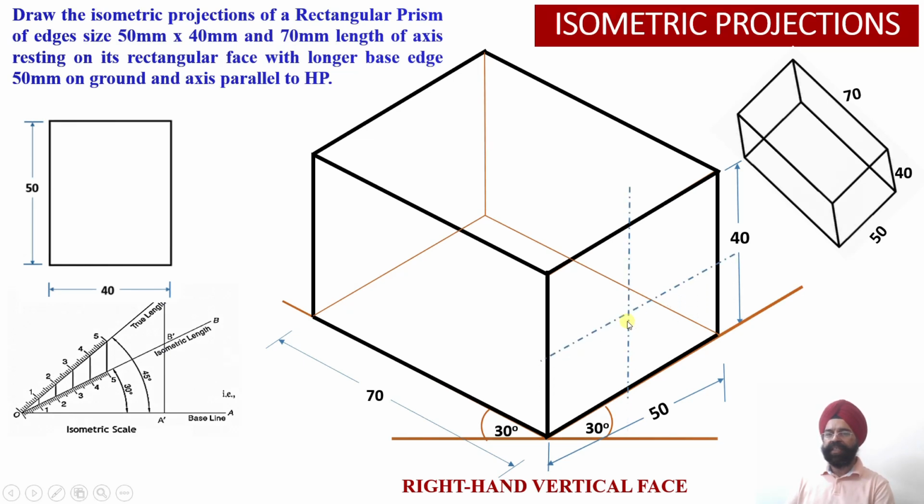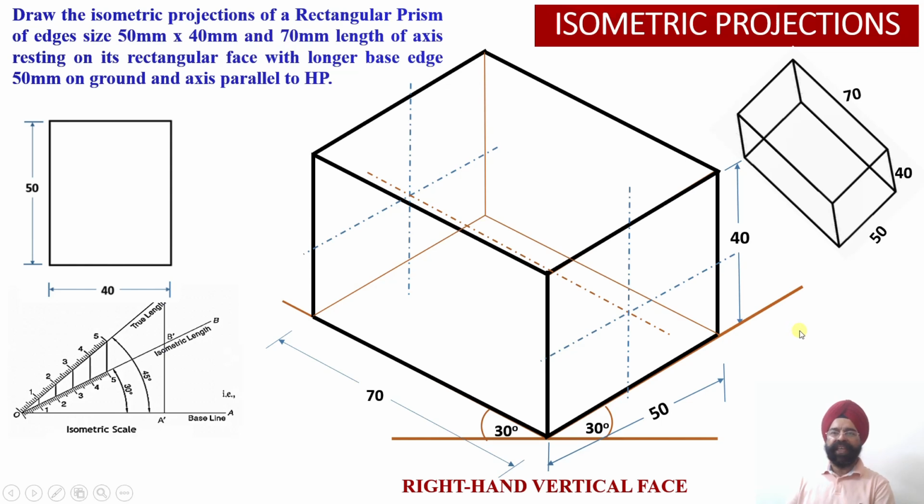Now I can find out the center point corresponding to the front face and the center point corresponding to the back face, and once you join these two center points, you are able to obtain the axis of this particular prism.